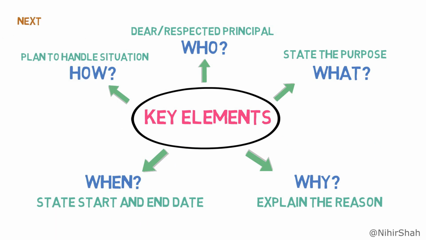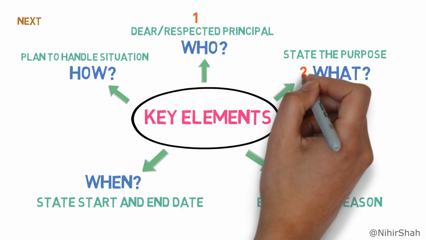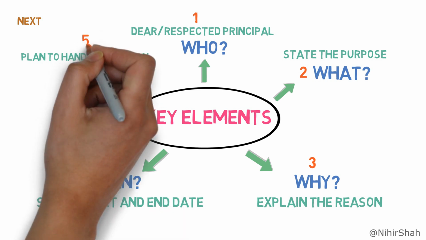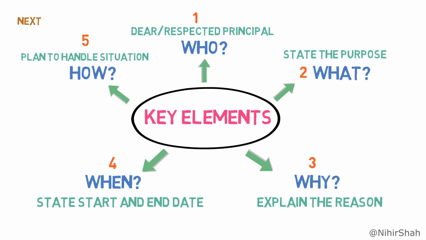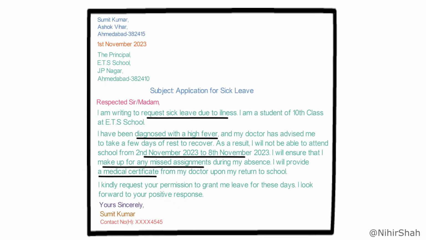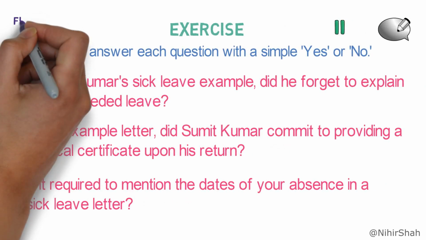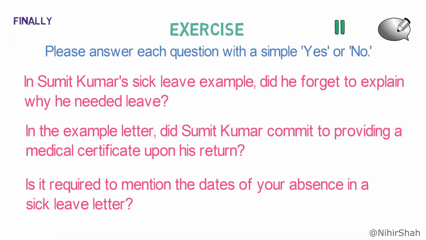Next, we understood the 5 key elements that must be there while writing a sick leave application. Number 1, who you are writing the letter to. Number 2, what is the purpose of writing the letter. Number 3, why do you want the sick leave. Number 4, when do you want the leaves. And number 5, how you will handle the situation of your absence. Next, we looked into an example of it. Finally, I gave you an exercise whose answers you will be giving me in the comments.